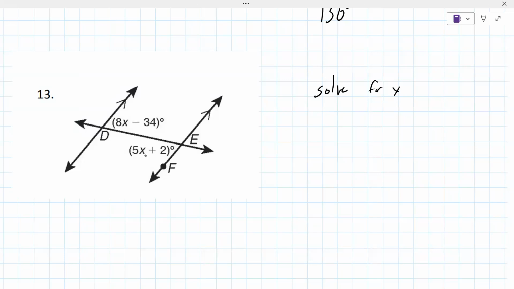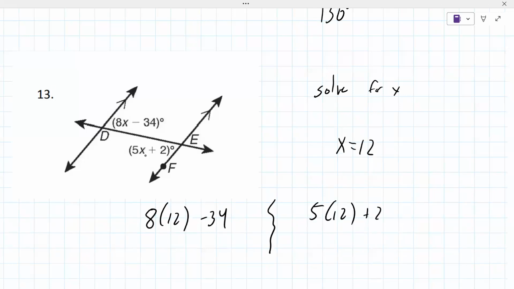x equals 12. Okay, so here's what I'm going to check. I'm going to put 12 into both of these equations, and they should give me the same result because they're congruent. So 8 times 12 is 96. 96 minus 34 is 62. 5 times 12 is 60 plus 2 is 62. You are correct. Very good. Nice. Questions on that before we move on to your last problem here?